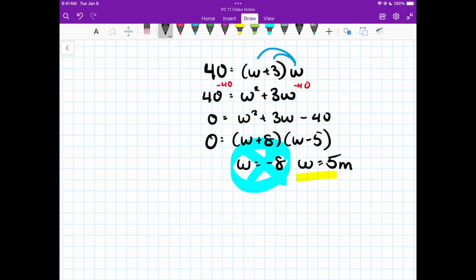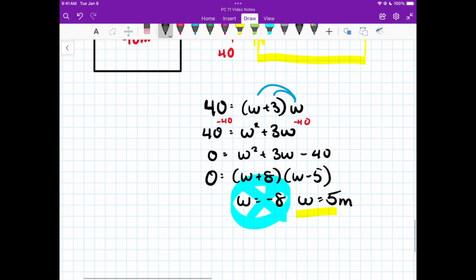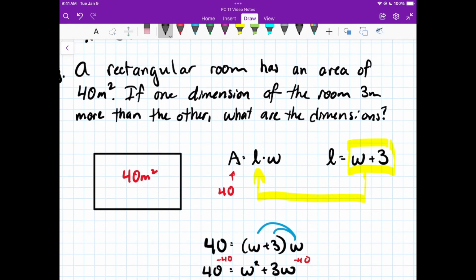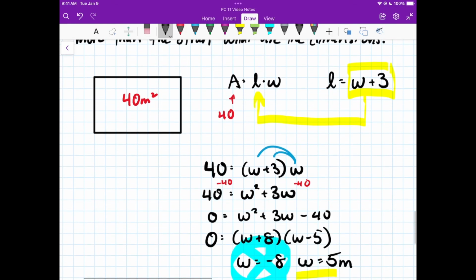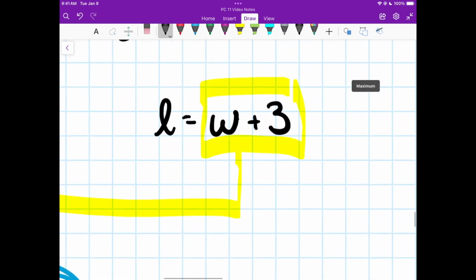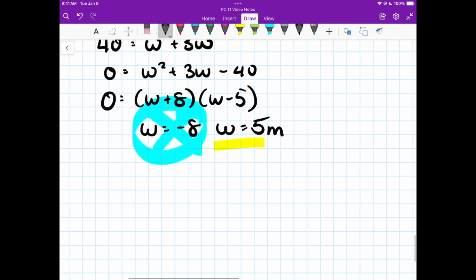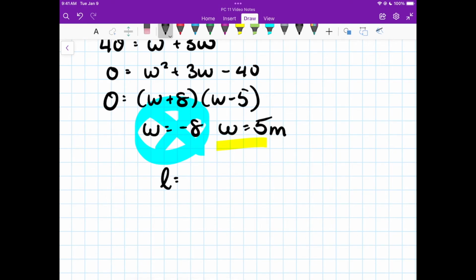That doesn't fully answer the question though, because remember the question asked us for the dimensions. So we have one of the dimensions, but the other one, our length, we got to figure out still. Thankfully, it's pretty easy. We already wrote ourselves a nice little equation for it when we said that the length was the width plus 3. So if we put that together, length is w plus 3, but the width is just 5, which tells us that our length is 8 meters. And there we go. And if we think that does match with what we've got, one of those is 3 more than the other, and if we multiplied them, we would get 40, so we're great.